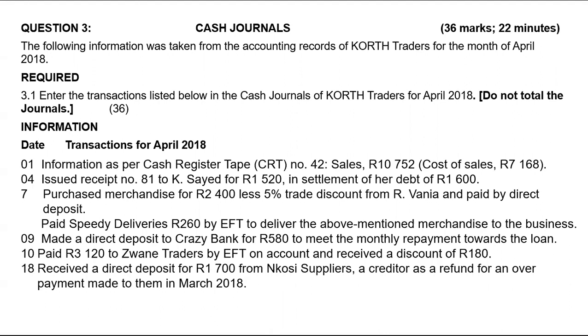Now, let's start with the first transaction. It says that information as per the cash register tape, number 42, sales amounted to 10,752, cost of sales amounted to 7,168. Where are we going to record that transaction? Remember, you only have 3 cash journals. The first one is the cash receipts journal. The second one is the cash payments journal. The last one will be petty cash, which relates to small payments. Now, the question is, in which journal are we going to record the first transaction?